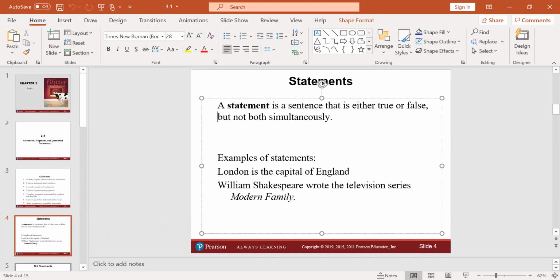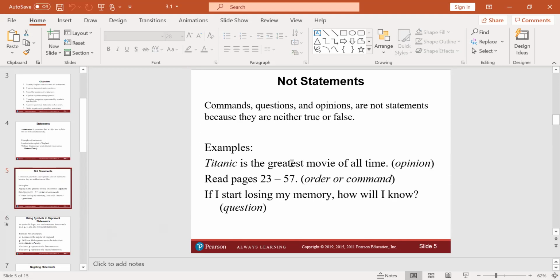Some non-statements, things that aren't statements. Titanic is the greatest movie of all time. That one, you can't come out and say that's true or false because it's just an opinion.